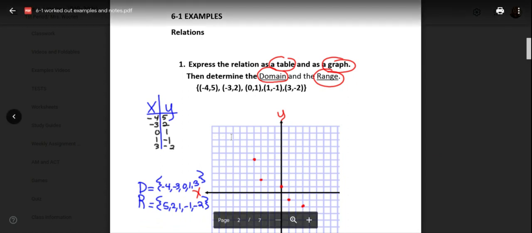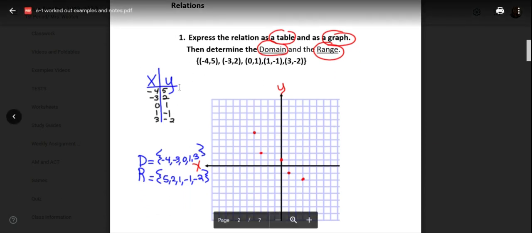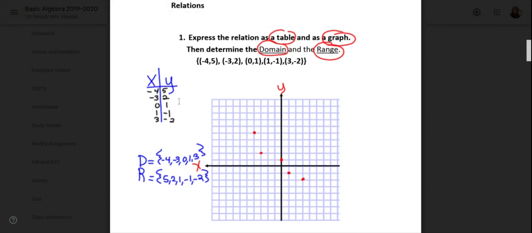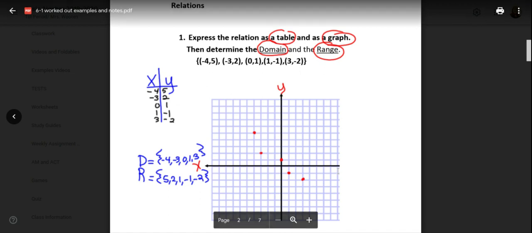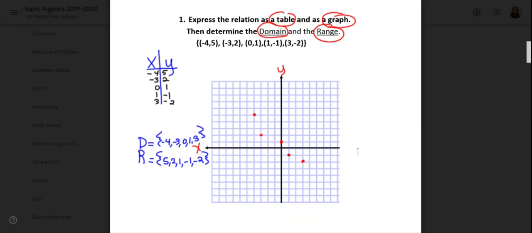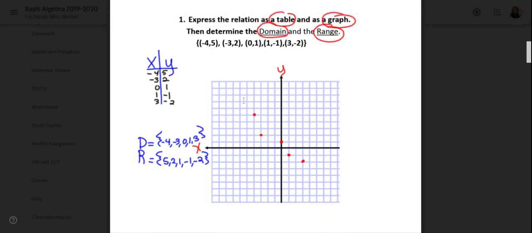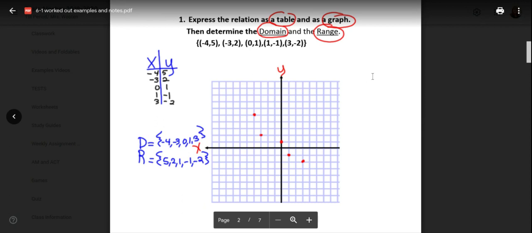So if you look at this particular relation, we have a table. We can express it in what we call a table. I call it an x and a y table, where the x is on the left, the y is on the right. We can also graph the points on graph paper. So you can stop this and make your table and your points on your graph if you need to. This is a set of ordered pairs. This is a table. And this is a graph. So 3 ways to express a relation.